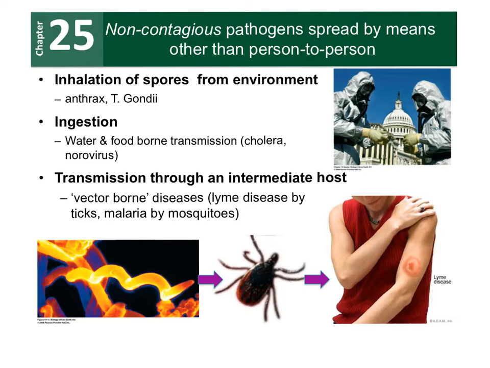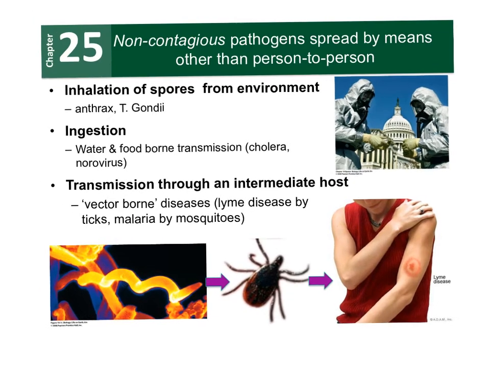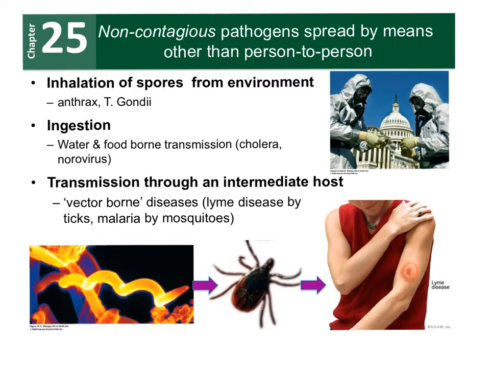So ticks are a big one. They transmit Lyme disease between various rodents, deer, and people by biting them, just like mosquitoes do. Okay, so these are the three that we're kind of going over again. On the left is the spirochete that causes syphilis.